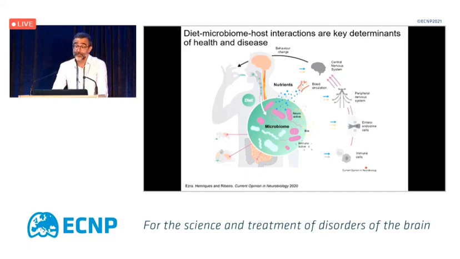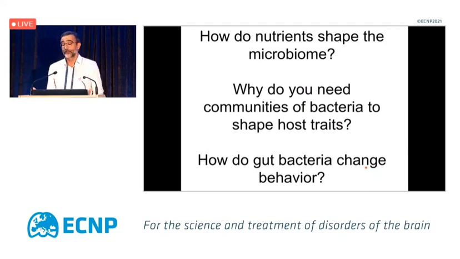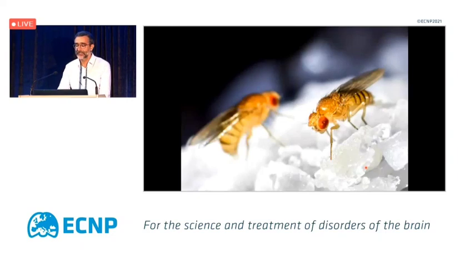But there are many open questions which I think we need to tackle as a field. First of all, how do nutrients shape the microbiome? Why do we need communities? Because one thing which has emerged is that it's not single bacteria which affect physiology, but communities. Why do we need bacterial communities? And very importantly, what are the mechanisms by which gut bacteria change behavior? I think there Drosophila can be a very attractive model.